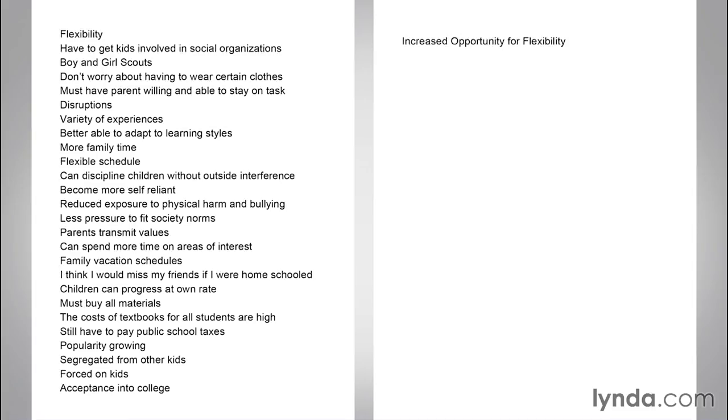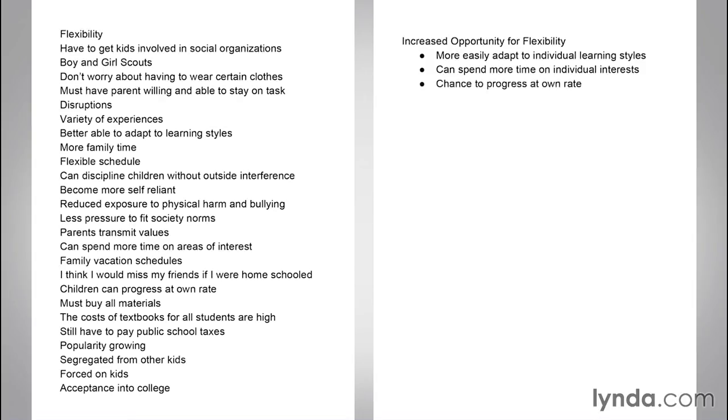Increased opportunity for flexibility. Now let's add 3 possible subpoints. More easily adapt to individual learning styles. Can spend more time on individual interest. And chance to progress at own rate. Each of those points from the brainstorming list would be marked off as it's used. Then another potential main category would be identified.